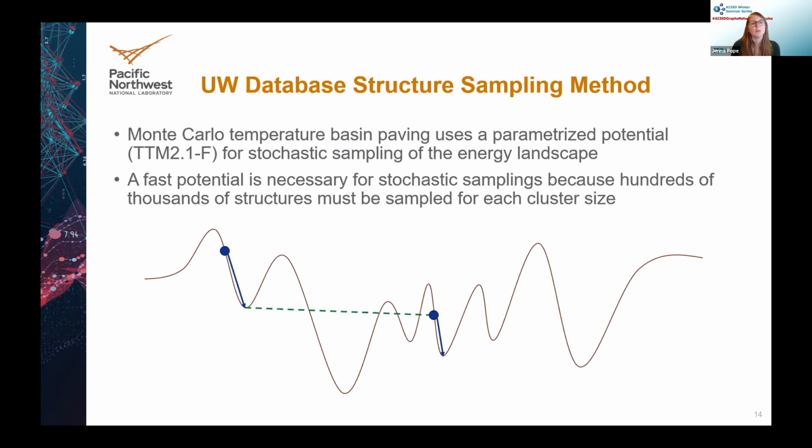So this process requires sampling hundreds of thousands of structures for each cluster size to land upon the lowest energy. And this is the reason why the database is so large, because they did all the sampling. And we're working to streamline this process, doing the sampling with reinforcement learning.